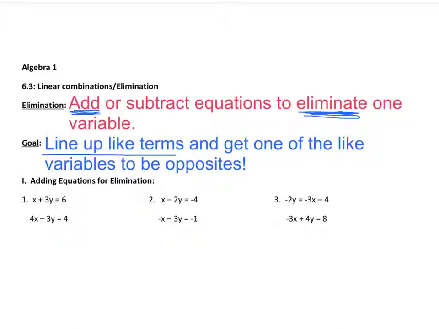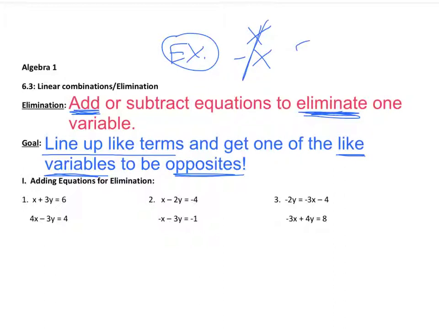So now I'm not going to be worried about always putting the equation in slope-intercept form. And then after you line up the like terms, this is what you want. You want the variables, at least the like variables, to be opposites. Here's an example. I'm going to write this up here. If I have x, the opposite of that is negative x. And the reason why is if I add these together, they cancel out.